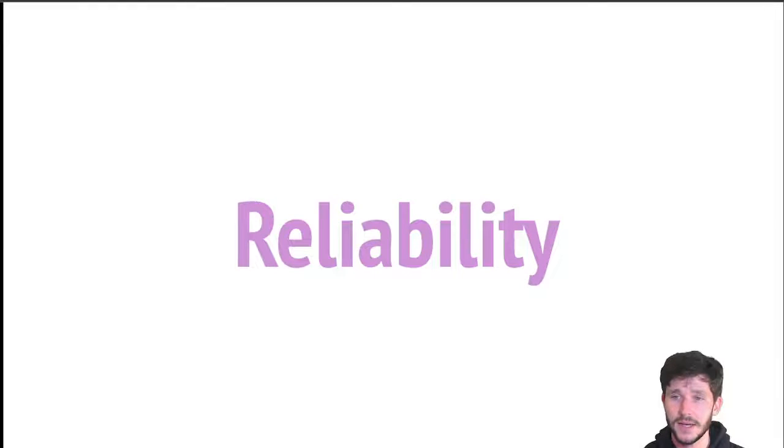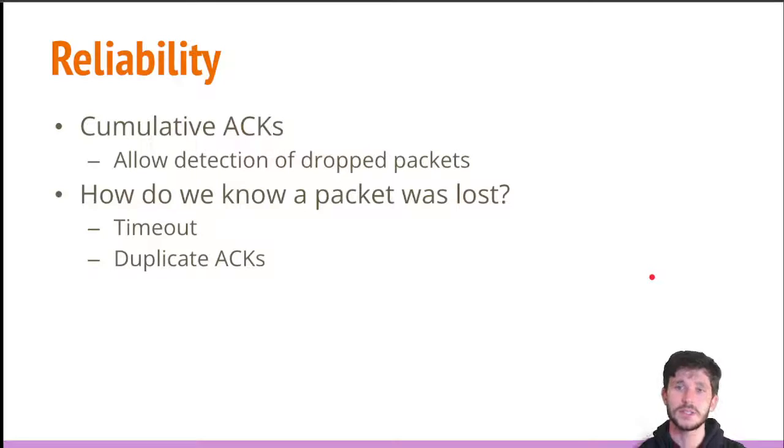Finally, let's discuss how TCP handles reliability. So TCP uses cumulative ACKs, which allow detection of dropped packets. How does this allow detection of dropped packets? Well, one way is we don't receive an ACK. If we send a packet and we don't get an ACK back, that means that some packet was dropped.